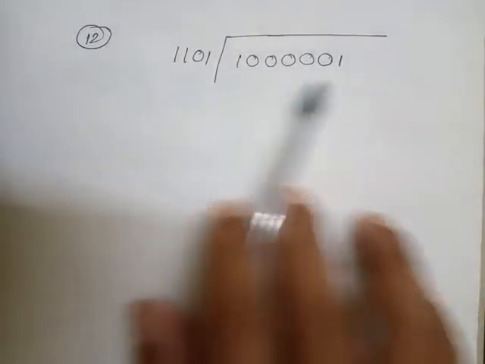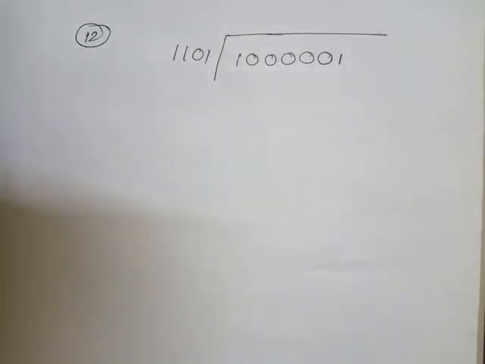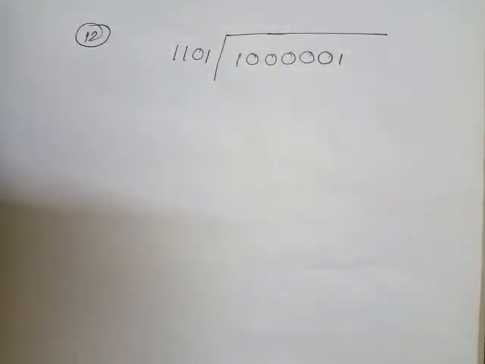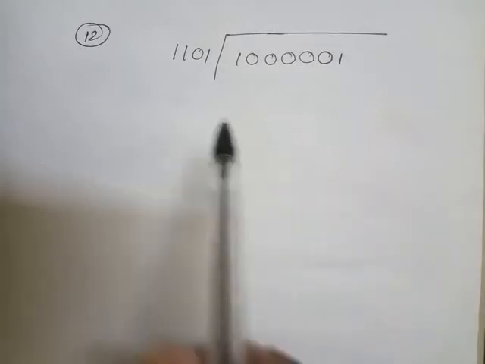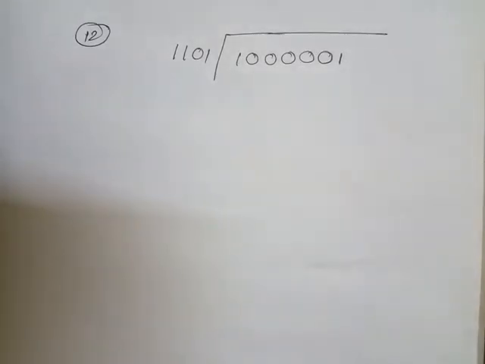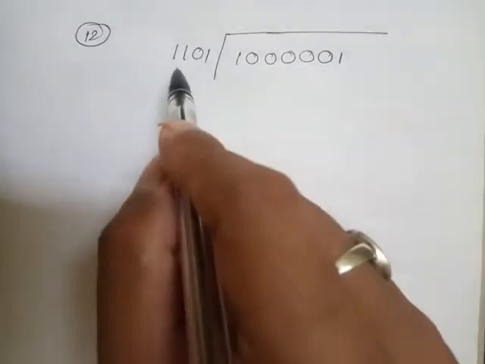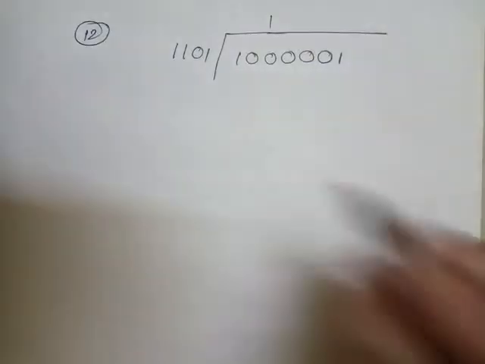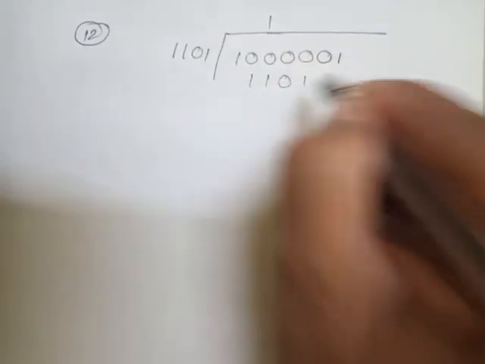This is the dividend and this is the divisor. We'll go for long division to solve question number 12. Both numbers are in binary. The long division method follows the same rules as usual, but the numbers are in binary. So 1101 multiplied by 1 only, then 1101 will be here.